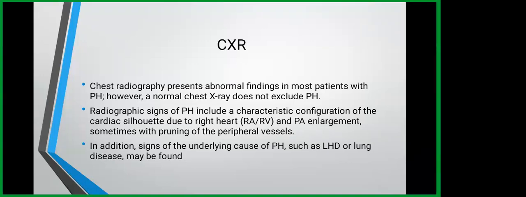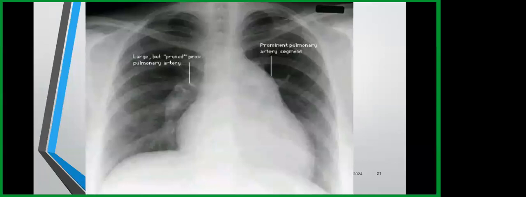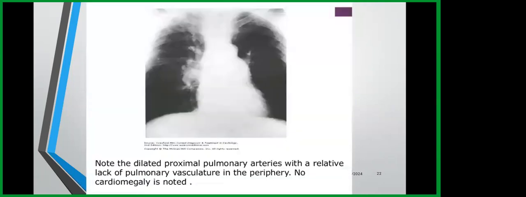You can see pulmonary artery enlargement, sometimes pruning of the peripheral vessels. Then you can see RV enlargement, right ventricular enlargement. You see upturning of the apex if the right ventricle is enlarged. Then other signs, underlying cause of pulmonary hypertension. You may see fibrosis, all those things in the lungs, lung disease that suggests group 3. So this tries to show a large dilated pulmonary artery, then prominent pulmonary artery segments. These are X-rays.